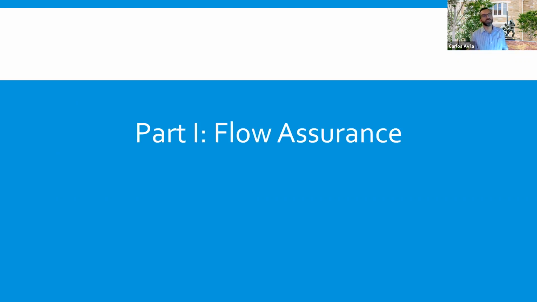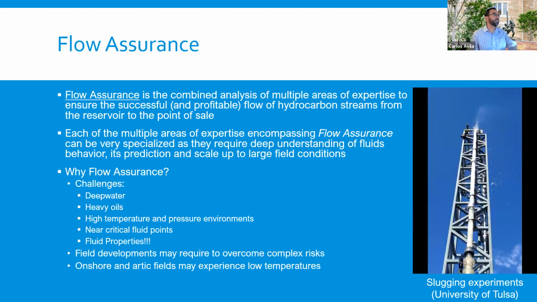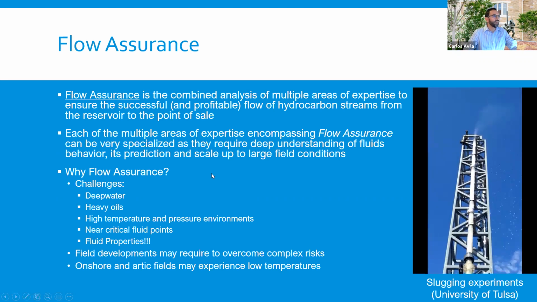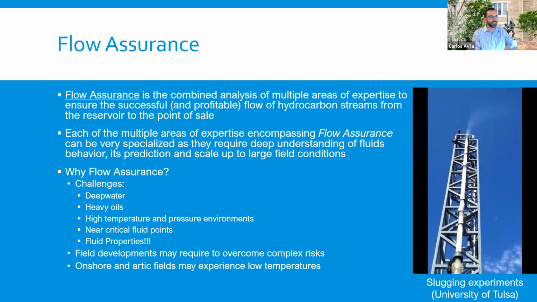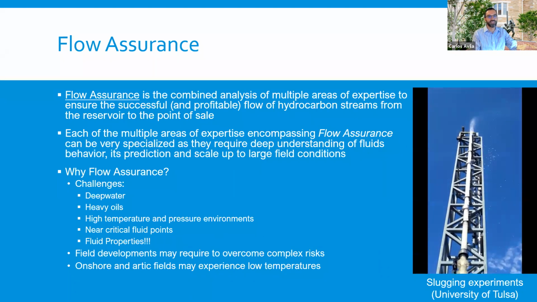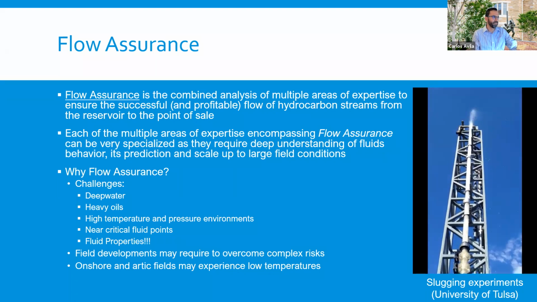So the first part, flow assurance. Flow assurance is the combined analysis of multiple areas of expertise that ensure the successful and profitable flow of hydrocarbon streams from the reservoir to the point of sale. You can see on the right one example of flow assurance expertise, which is slug flow. This is in a vertical riser, and you can see the transient nature of that flow.